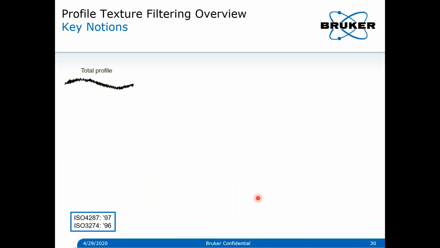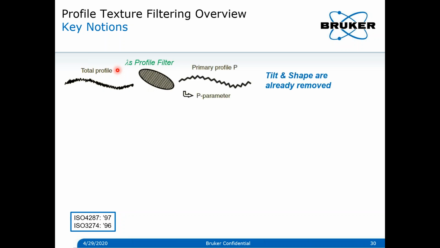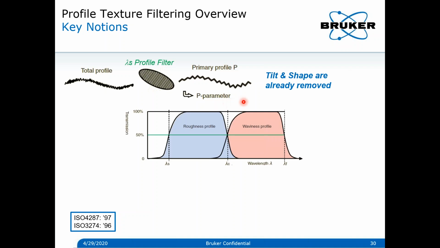So how do you do the profile texture filtering? When we do a measurement, we start with the total profile. The total profile goes through a lambda S profile filter, which will give us a primary profile. The lambda S profile filter will cut off all the fast moving signal, that means high frequency signal. This will typically be noise, and then we end up with the primary profile. The parameters extracted from here are called P parameters, and then the tip shape effects are removed. So now we have ended up with a profile something like this.